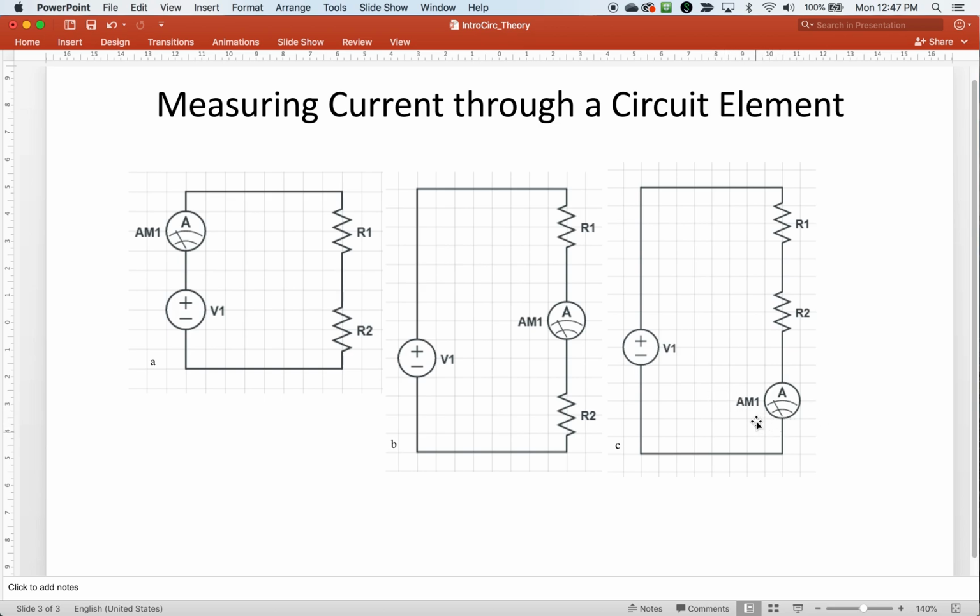What we should see is no matter where you measure the current, it's like a pipe of water. Water has to go sequentially or serially through R1, then R2, and back to the source. There's no way in which the current can leave. And so the current that leaves the source must equal the current that comes back in. And so what you should see in this setup is that the currents are all the same.